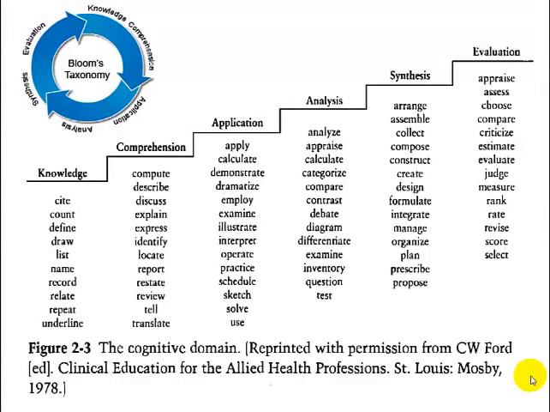Here, if you're looking for the cognitive domain, we find the cognitive domain printed with permission from C.W. Ford, Clinical Education for the Allied Health Professions. What is going to be explained by the cognitive domain? Here we talk about knowledge, comprehension, application, analysis, synthesis, and evaluation. These are the different areas of the cognitive domain, and maybe one more is added.